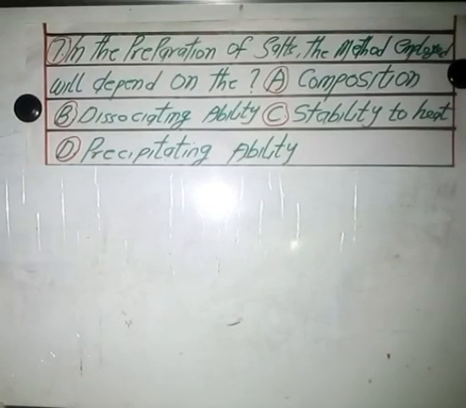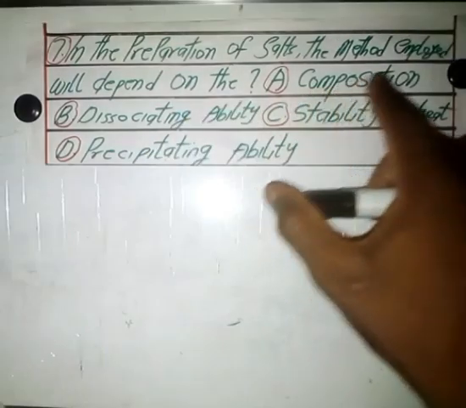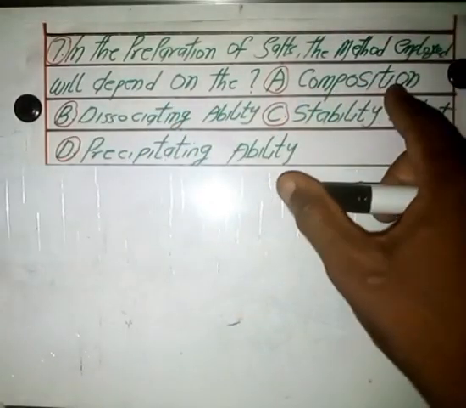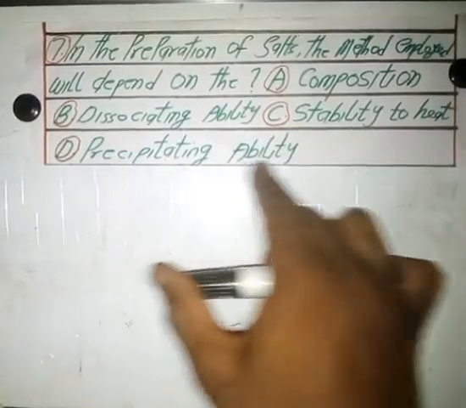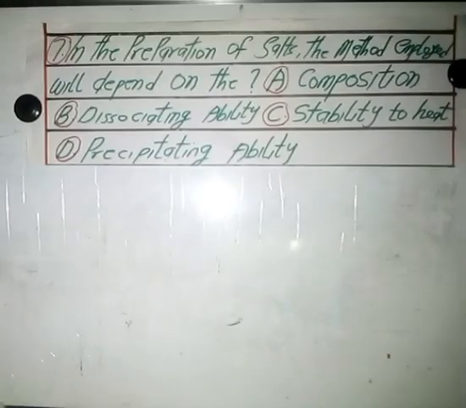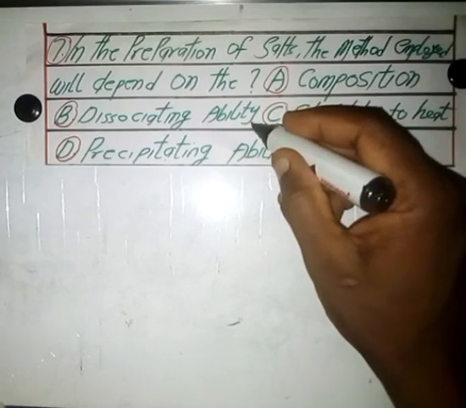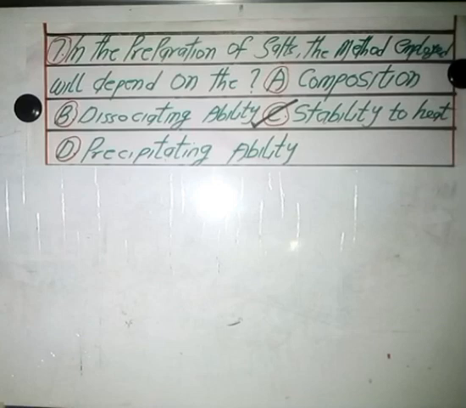Number 7. In the preparation of salts, the method employed will depend on the valency, composition, dissociating ability, stability to heat, precipitating ability. So your answer is stability to heat in preparation of salt.